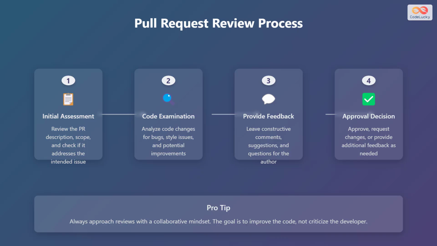Step 3. Provide feedback. Offer constructive comments, make suggestions, and pose questions to the author. Be clear and specific in your feedback. Step 4. Approval decision. Based on your review, either approve the pull request, request changes, or provide additional feedback as needed. Remember to approach code reviews with a collaborative mindset. The ultimate goal is to enhance the code, not to criticize the developer.